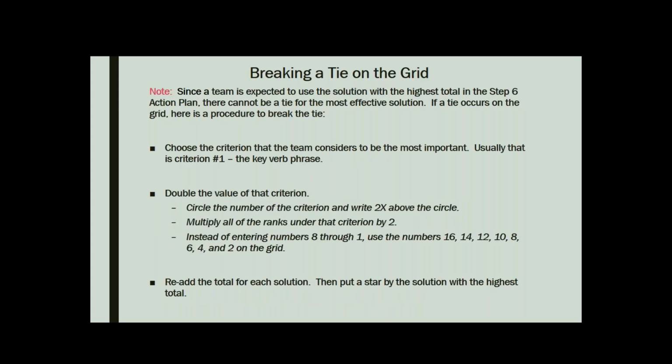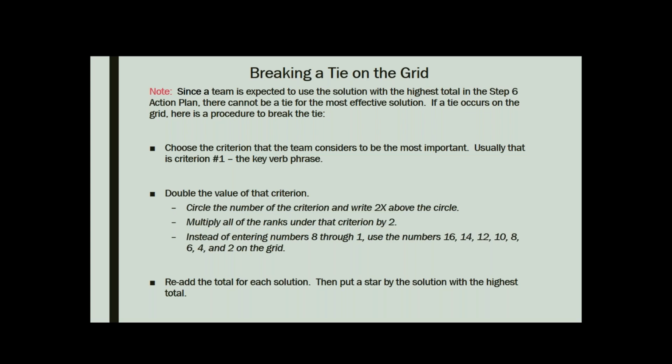Sometimes there's a tie, and you can't have a tie. You must write about your highest ranking solution. So the procedure that we use to break a tie is to choose the criterion that is the most important. Usually that is number 1, your KVP. That's what you're trying to do in the first place.